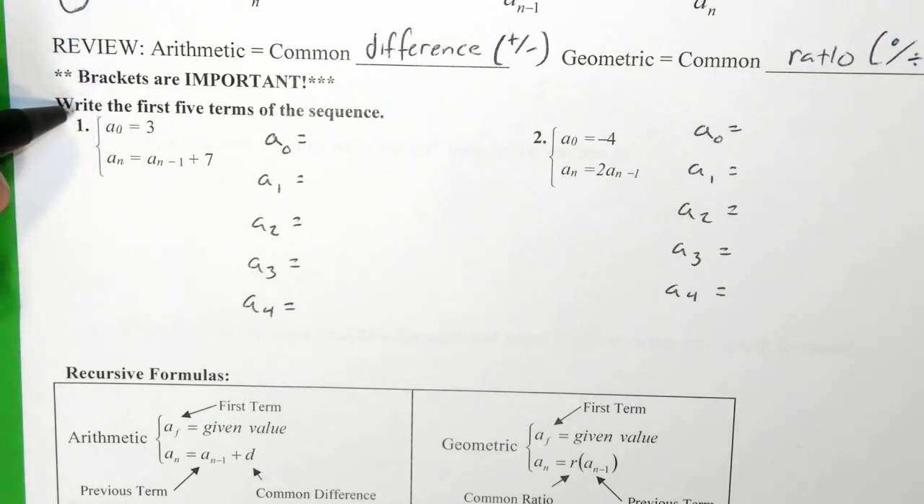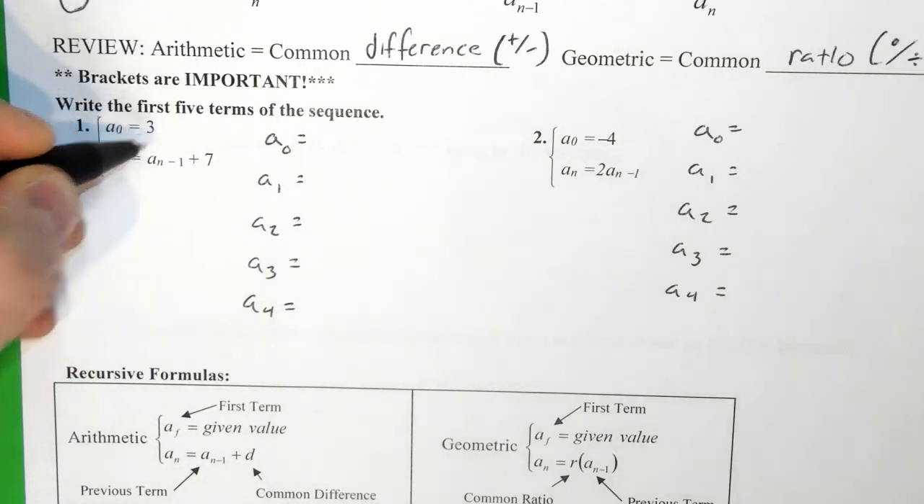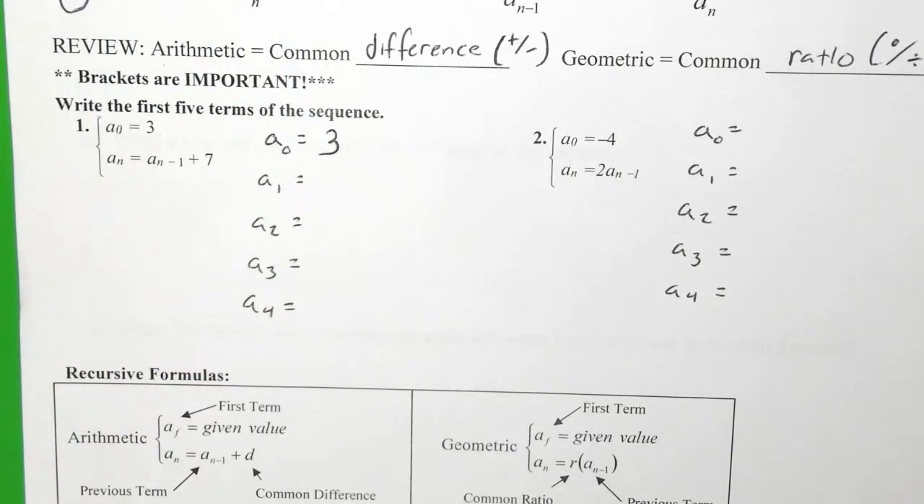The question is asking us to write the first 5 terms in the sequence. Right here, they tell you that a naught, otherwise known as the initial a value, is 3. So that's kind of like your very first term. That 3 is going to be part of our answer, and we don't have to do any work for it. We're just going to write it down.